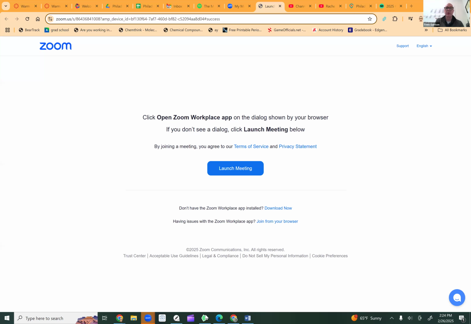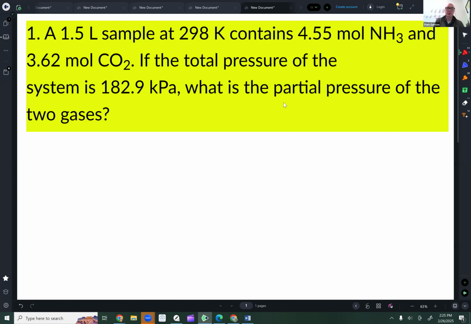This is dealing with partial pressures. Let's see one more type of these problems that uses something called Raoult's law. So let's jump into it. Let me find the question. All right, so in this question, you are asked about something about partial pressure.